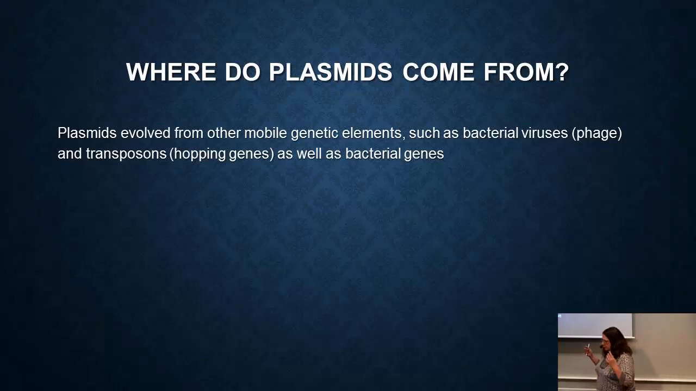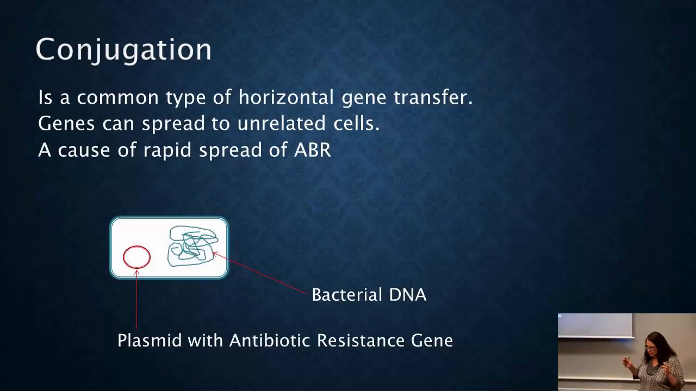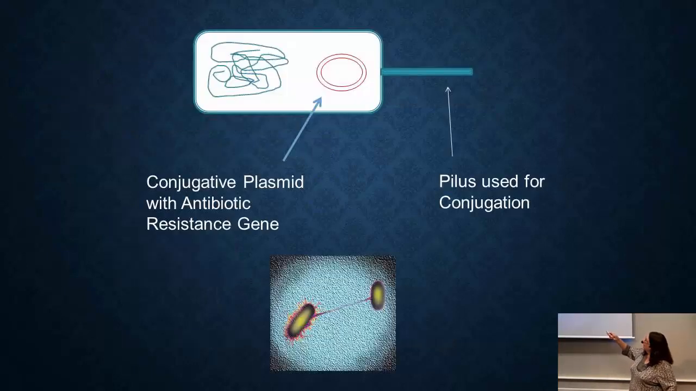So transformation is when just naked DNA, boom, comes in. In nature, a bigger problem is something called conjugation. And conjugation is a very common type of horizontal gene transfer. It can spread to unrelated cells, and it can cause a rapid spread of antibiotic resistance. So this also uses a plasmid, all right, but it's a slightly different plasmid than the circle I drew on the previous slide. This one encodes proteins.